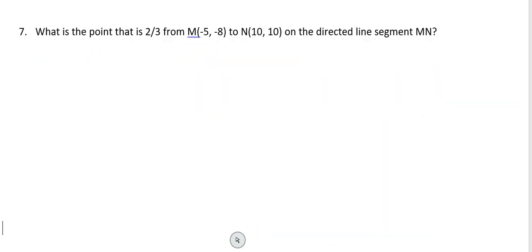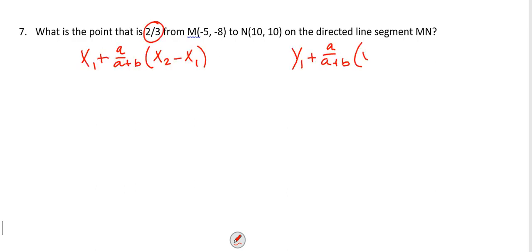Number 7 says, what is the point that is 2/3 from M to N on the directed line segment MN? Okay, so when we're talking about this problem, first thing we need to notice is that we're given the value as a fraction, and that means we're going to use the formula x1 plus a over a plus b times x2 minus x1. So that's going to be our x value, and then our y1 plus, again, a over a plus b, and that's going to be y2 minus y1. Okay. So we're just going to plug our values in.